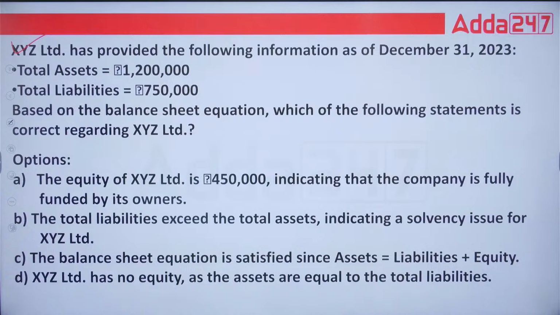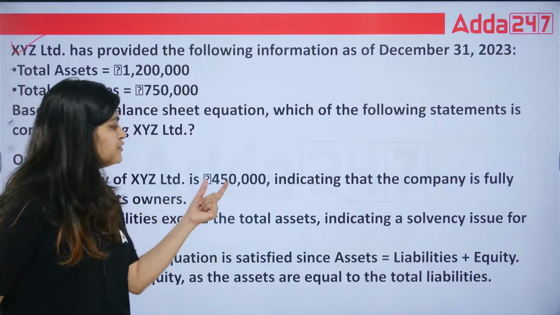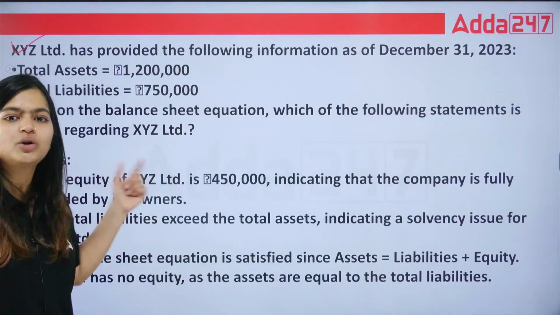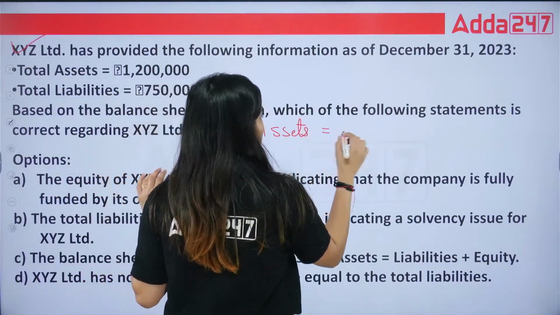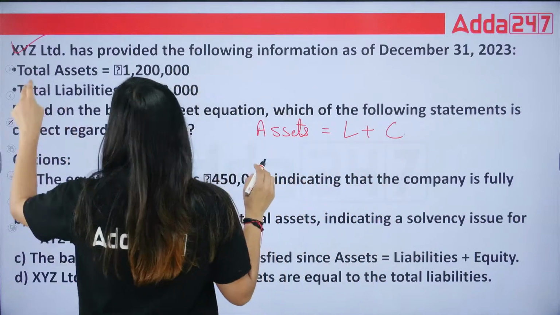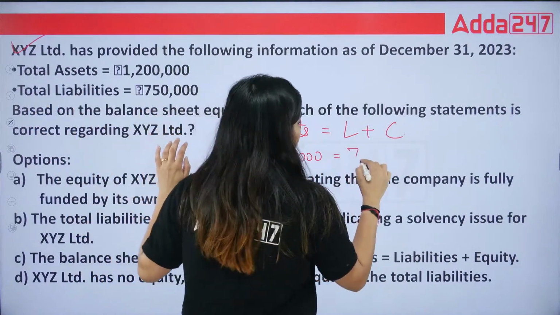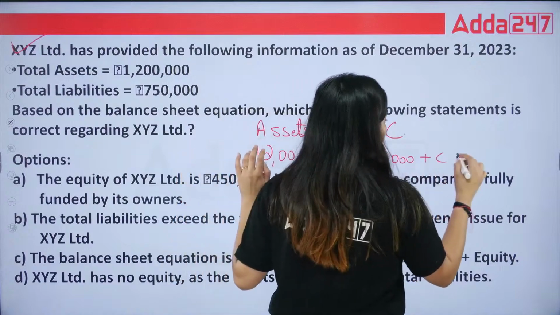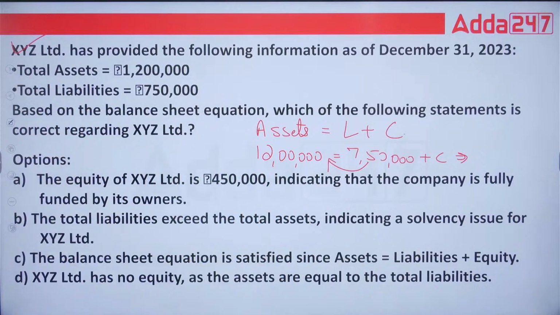So if you see the first option, what they are saying, equity of XYZ is 4,50,000. That is totally true. Because if you calculate with the equation, that is assets equal to liabilities plus capital. So assets equal to 12 lakh. Liability is equal to 7,50,000 plus capital. So if you transfer this 7,50,000 to this side, your balance amount will be 4,50,000. That is true.